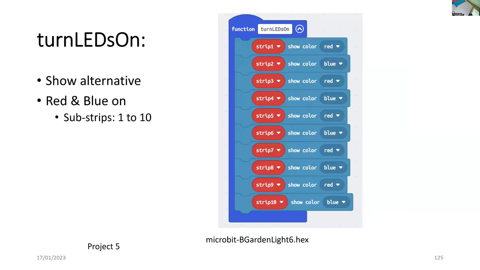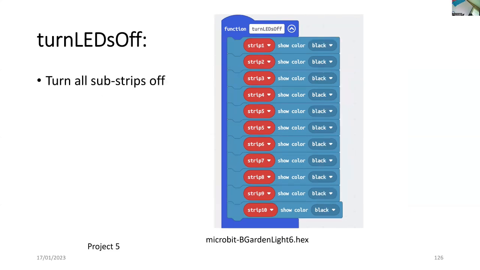And to turn on the LEDs, we're going to use alternative combinations of red and blue. So strip 1 is going to be red, strip 2. So all of the odd numbers are going to be red and the even numbers are going to be blue. And we'll be using all 30 LEDs subdivided into 10 substrips. And to turn off all the LEDs, we just simply use the black color for all of those strips.